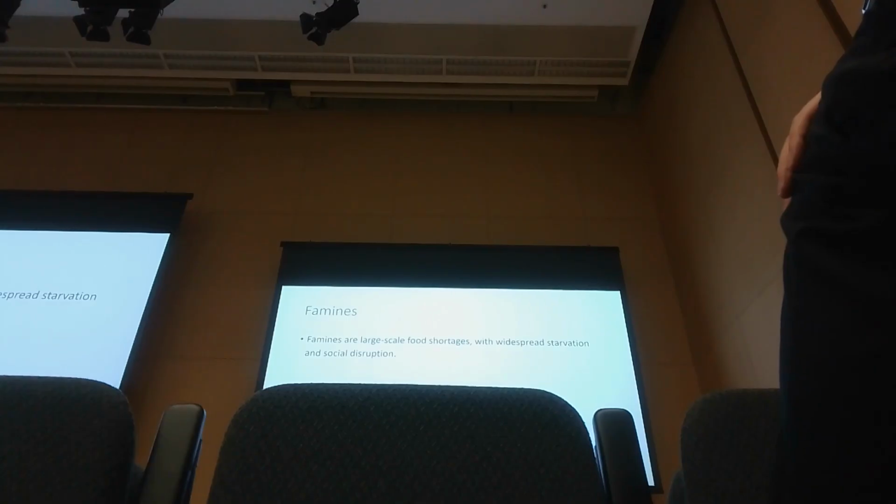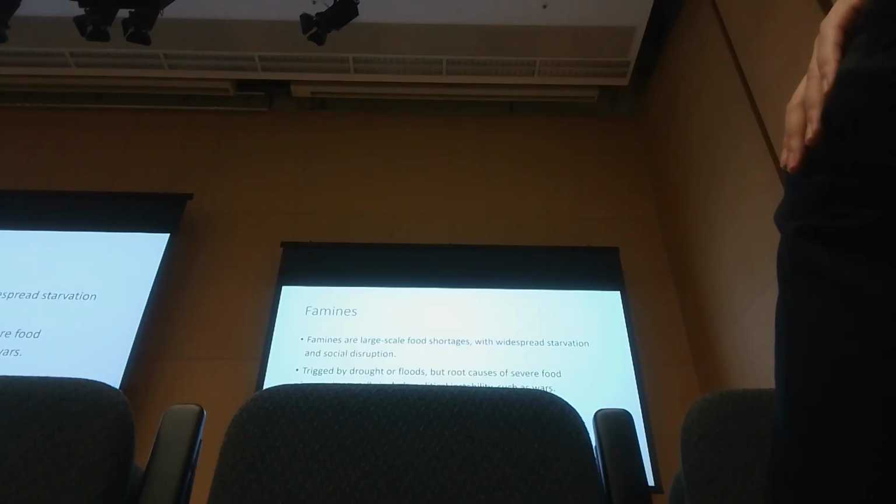we're actually talking about famines, so large-scale food shortage with widespread starvation and social disruptions. And normally, famines over history can be triggered by climate problems, drought or flood, which destroy agriculture production, and they are also linked with political instability.